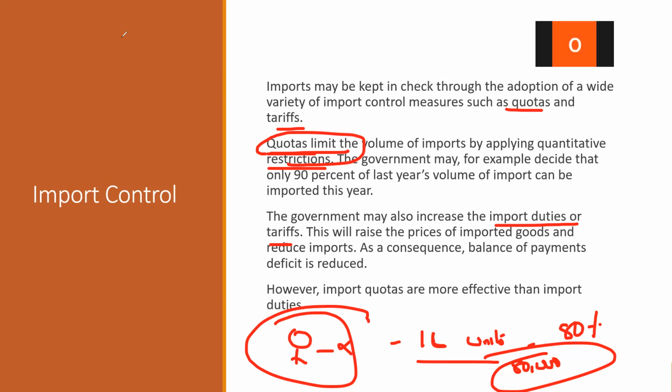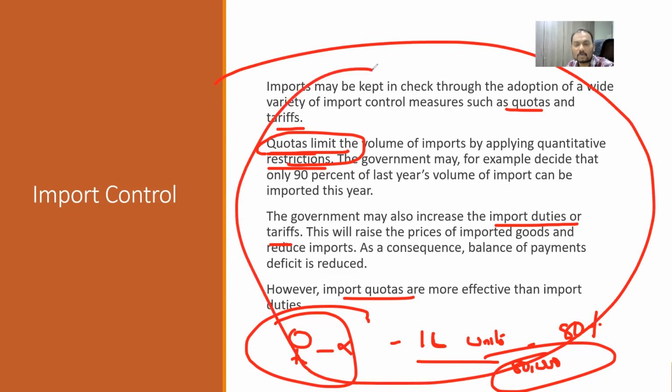Everyone, when government increases the taxes for imports, will people reduce imports? Yes, that's another way of controlling imports. But out of this, quotas are more effective. Sometimes when government increases taxes, people may reduce imports, may not reduce imports. But quotas for sure will reduce imports because government does a definite restriction on the number of goods that are going to be imported.